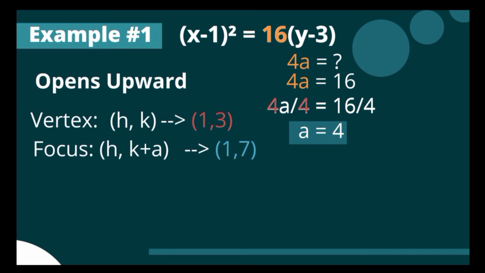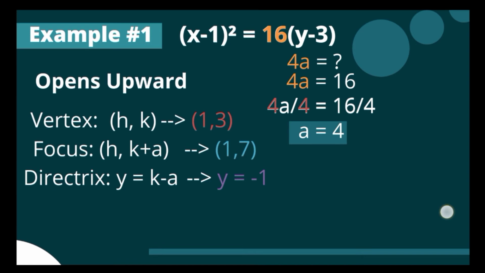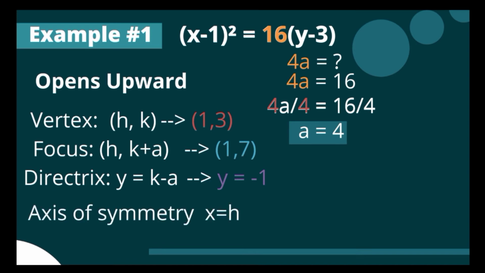And then next is the directrix, which is y is equal to k minus a, where our k is equal to 3 and our a is equal to 4. So 3 minus 4 will give us negative 1, or y is equal to negative 1. And last is our axis of symmetry, which is x is equal to h, wherein our h is equal to 1. Therefore, we have x is equal to 1.